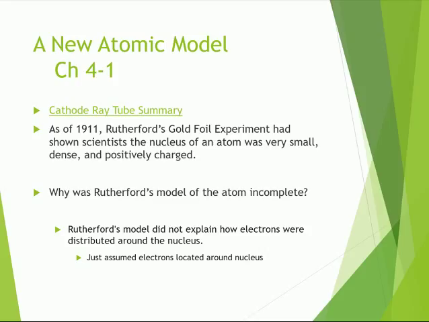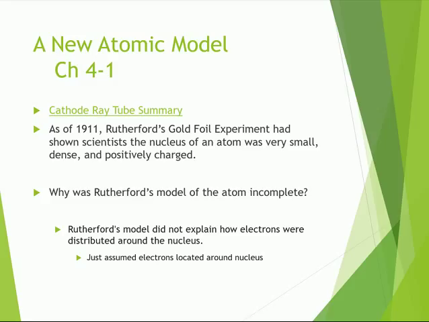Last chapter we ended by talking about Rutherford's gold foil experiment and how it demonstrated that the atom contained a nucleus that was a very small, dense, and positively charged piece of matter at the center of every atom, regardless of element. But, as I'm sure we can imagine, Rutherford's model was incomplete. It was not incorrect, it was very correct, but it was incomplete. And so we needed to keep adding to this model in order to get a better understanding of the atom itself.